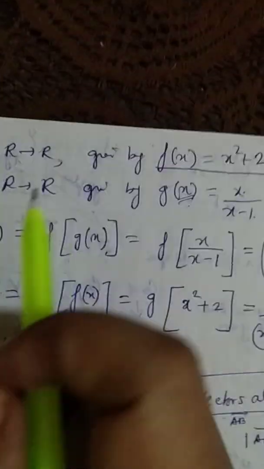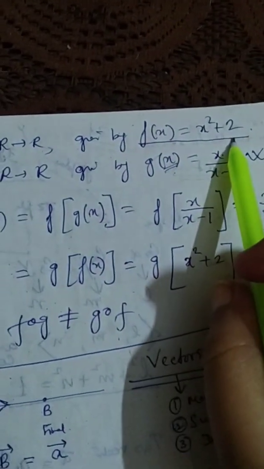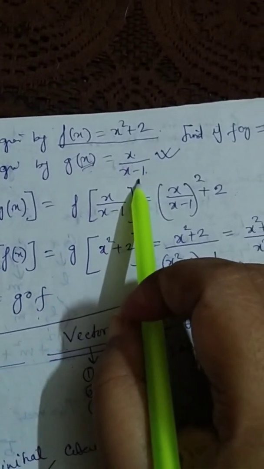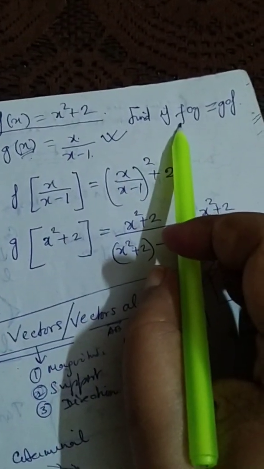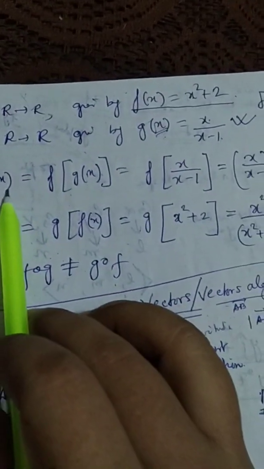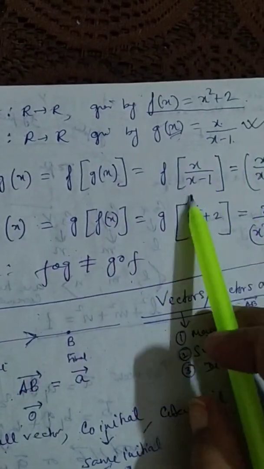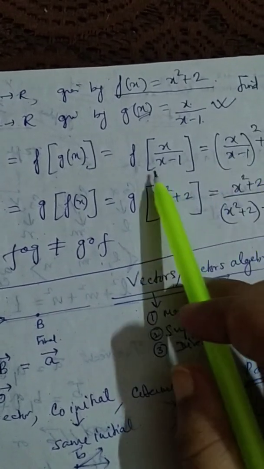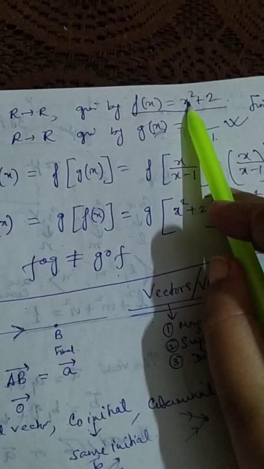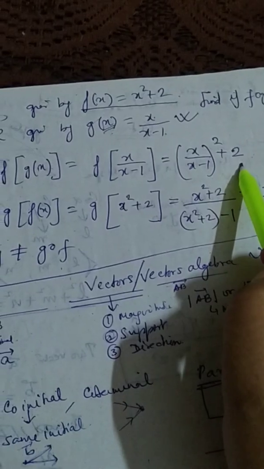The next example: f is a function from R to R given by f(x) = x² + 2. g is a function from R to R given by g(x) = x/(x−1). You've been asked to find whether f compose g is the same as g compose f. f compose g of x means, by definition, f(g(x)). So it's f of x/(x−1). Wherever you have x, you put x/(x−1). So this becomes (x/(x−1))² + 2.